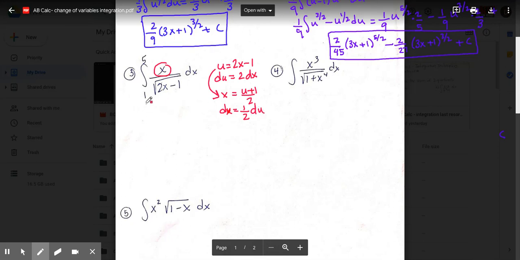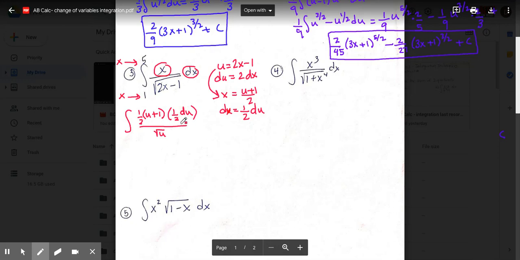So now we're going to replace everything. Don't worry about the bounds right now, we'll talk about that in a second. These bounds are in terms of x, remember, okay? So what we're going to do is replace x with this right here, so 1/2 (u + 1). My dx, I'm going to replace with this right here, 1/2 du. And on the bottom is going to be the square root of u.